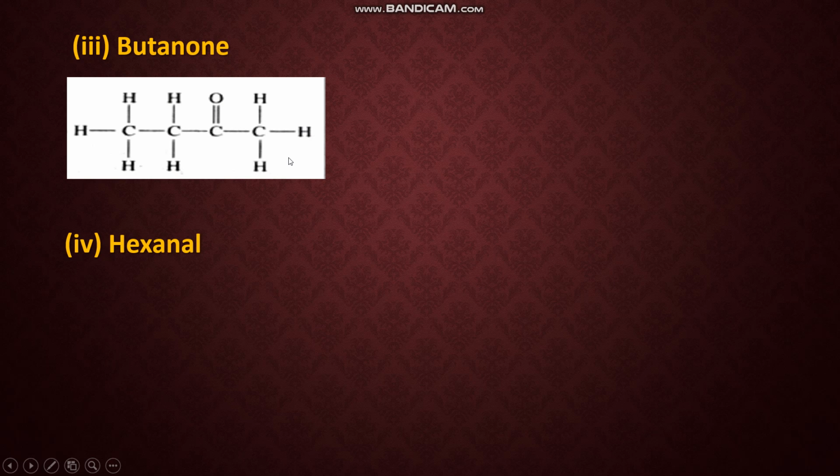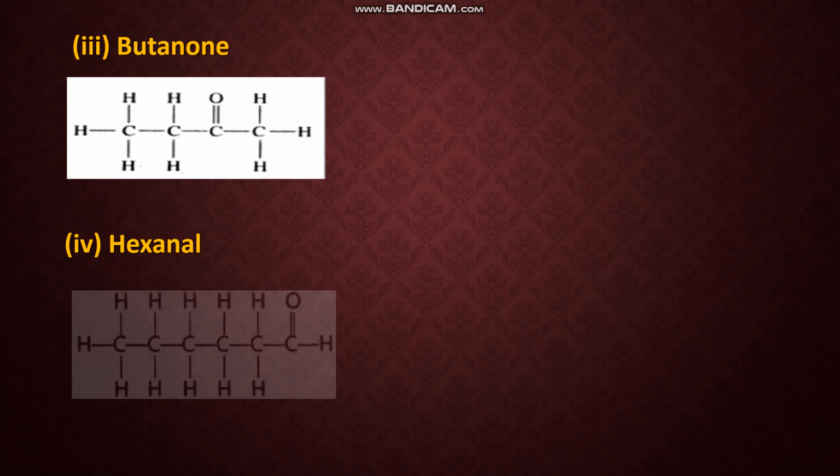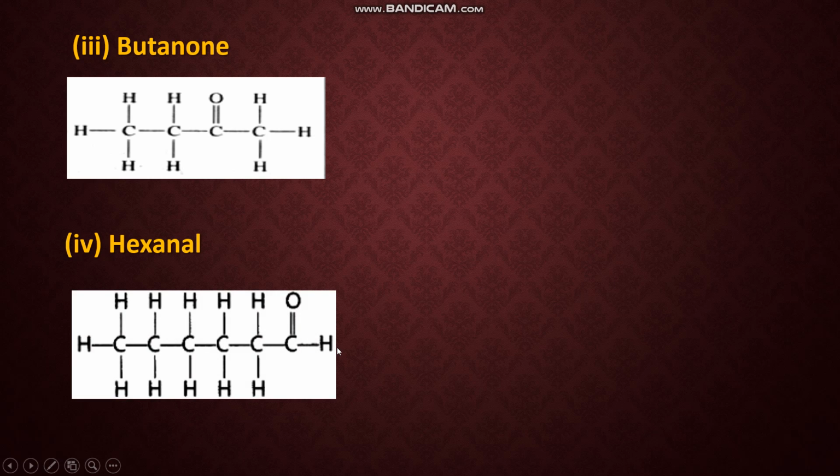The remaining valencies are satisfied with hydrogen. Hexanal. Hexa means 6 carbon atoms. Al means the functional group is aldehyde, CHO. So, any one end carbon atom you make as CHO, C double bond or single bond H, and the remaining with hydrogen.